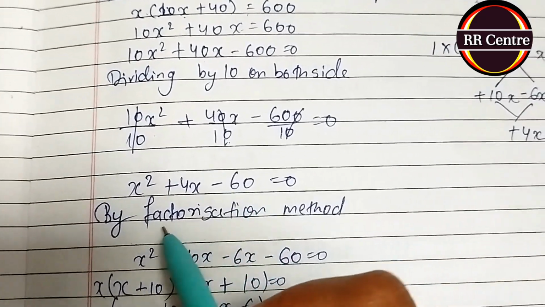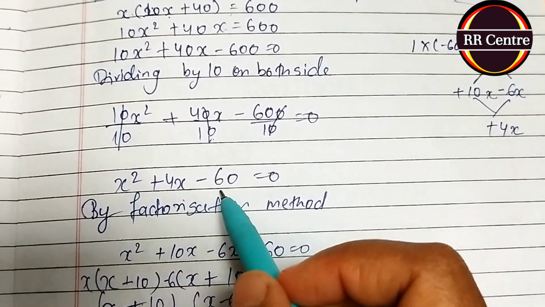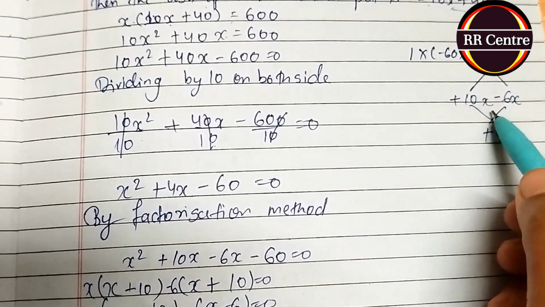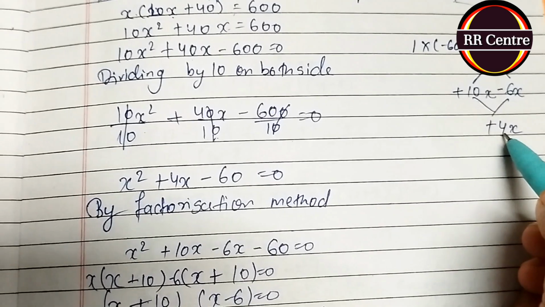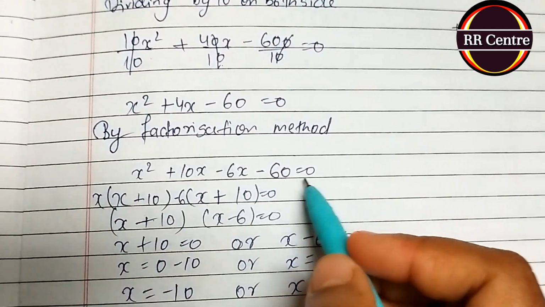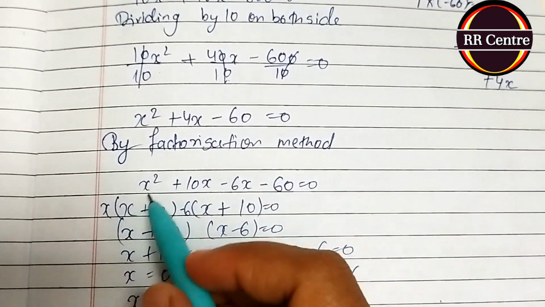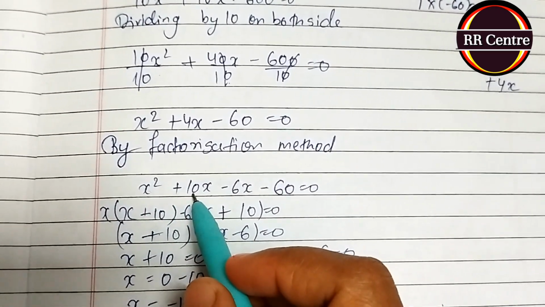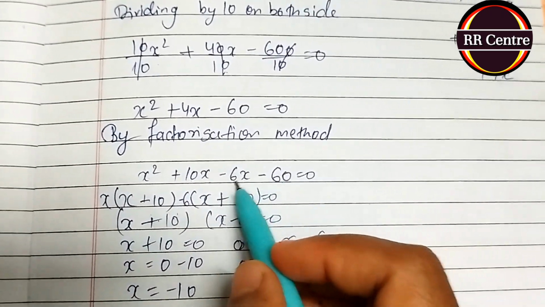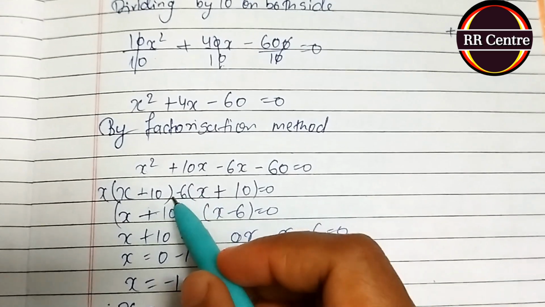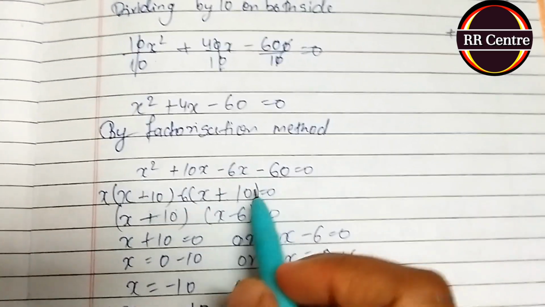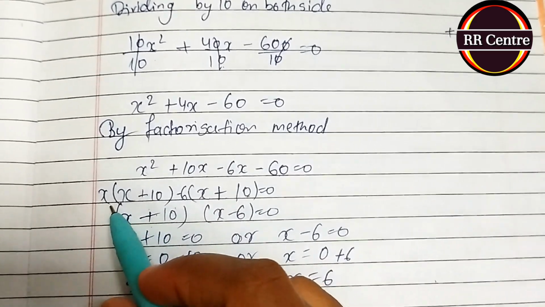Then after that, by the factorization method, the first term and last term get multiplied. Then we will do the factorization: minus 6x and plus 10x, right? Then x square plus 10x minus 6x minus 60 is equal to 0. Now what is common in the first two terms? x is common, x plus 10 as it is, and now what is common? Minus 6, right? Remaining x, minus becomes positive, then 6 times 10 is 60, equal to 0. So both brackets are similar, right? Write it only one time, then write the other brackets.